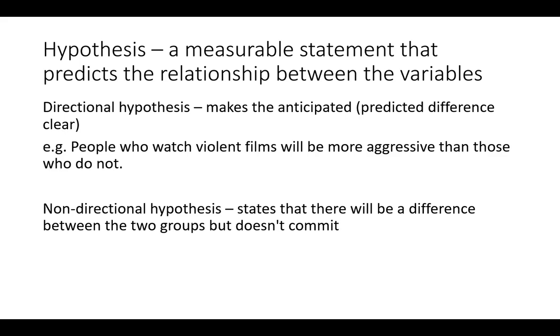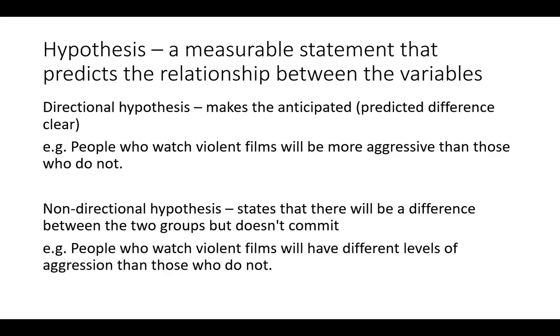Then you have a non-directional hypothesis. This is where you state that there will be a difference between the two groups that you look at, but you're not going to commit to which direction that will go. So a non-directional version would be this. People who watch violent films will have different levels of aggression than those who do not.